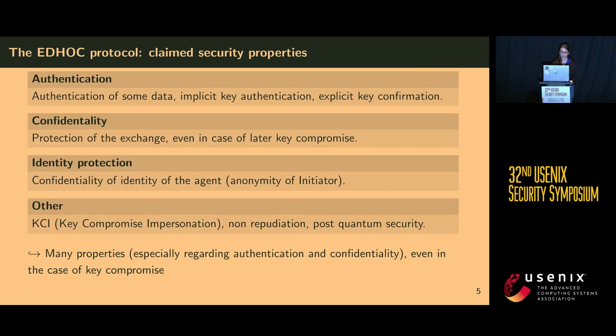Now we have seen the protocol, let's talk about the security claims that were made about it. As you can see on the screen, there were plenty of them, starting with authentication, of course, it's an authentication protocol. So the authentication properties are on data, implicit key authentication, and there were also other categories such as confidentiality. So the messages should not be read in plain text by an attacker spying on the network. There were also identity protection claims and some other diverse claims such as non-repudiation and post-quantum security, as I told you. So these are many properties that are meant to hold even in the cases where the keys are compromised. So now we have the protocol, we have the security claims that the protocol is supposed to meet. Let's see what we can do with that.